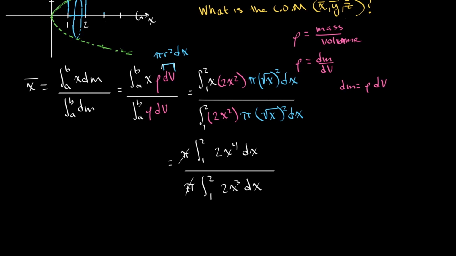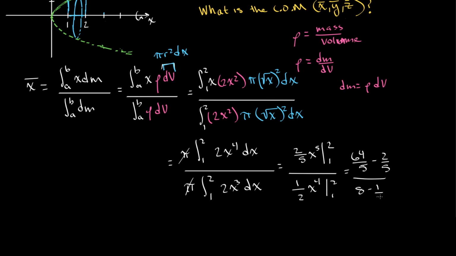Now, we can see our pi's cancel, and when we anti-differentiate and evaluate, what do we get? We're going to have 2/5 x to the 5th, evaluated at 1 and 2. That's a 2. And then over, we're going to have 1/2 x to the 4th, evaluated at 1 and 2. So let's see here. 2 to the 5th, that's 32. So we have 64/5. Just getting some lovely fractions in these last couple problems. And then we have minus 2/5. And then denominator here, that's 16 over 2. So that's 8. So it's 8 minus 1/2.